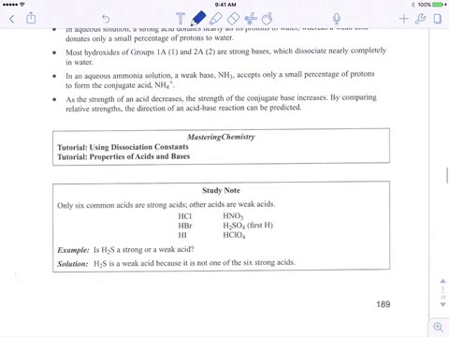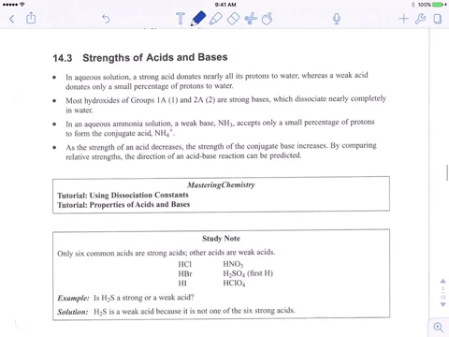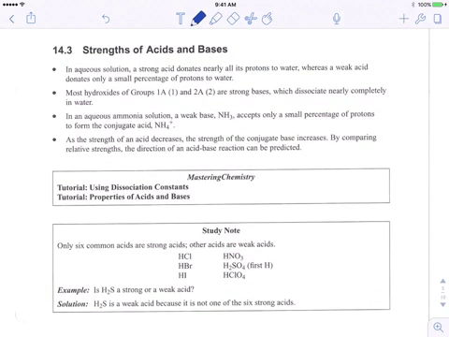Let's see. Strength. Cool. Remember, when we talk about strengths of acids and bases, we're talking about the amount of dissociation. How much do they break apart? That's what's important.